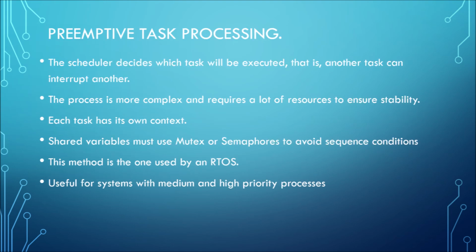In a preemptive task process, the scheduler is the one who decides which task is executed, which means that one task can interrupt another. It is a more complex process and requires a lot of resources for its stability, in addition to the fact that each task contains its own context, which implies a greater use of RAM memory. Variables shared between tasks must use mutexes or semaphores to access them and avoid race conditions. This method is the one used by most real-time operating systems, or RTOS. This method should be used in processes that have medium and, above all, high priority.